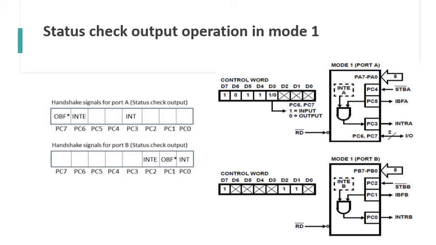Next is OBF, output buffer full. This is an active low output signal. It indicates whether the output buffer is filled with new data or not. When OBF is equal to 0, it means that the output buffer is full, and OBF equal to 1 means the output buffer is empty.